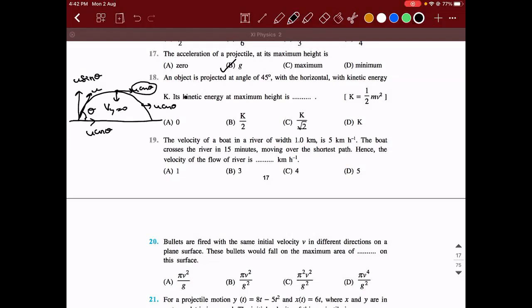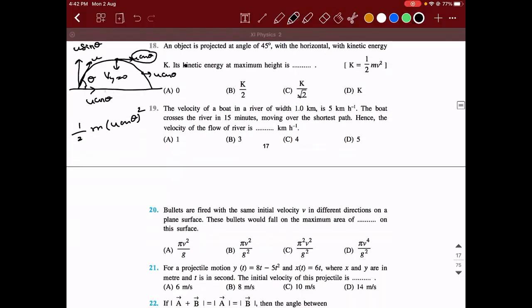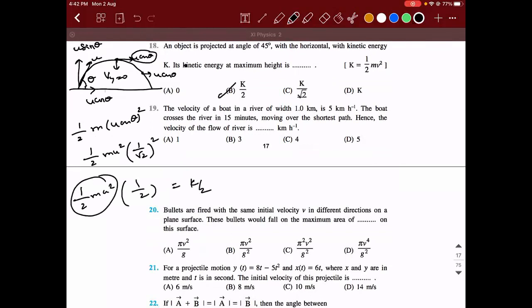So the kinetic energy is half into m into U cos theta the whole square. Correct? So half m u square into cos square theta. How much is it? Cos 45 is 1 by root 2. 1 by root 2 the whole square. So half m u square into 1 by 2. So half m u square is K. K by 2. So its kinetic energy at the highest point will become half of the initial kinetic energy.